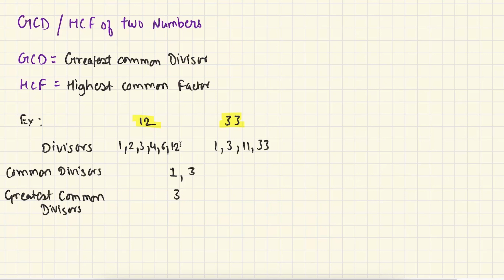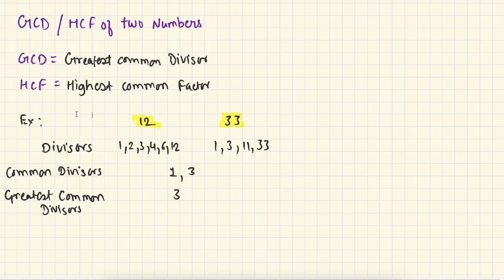So let's get started. The problem is, you are given two numbers and you have to find the GCD or HCF of the two numbers. GCD stands for greatest common divisor and HCF stands for highest common factor. The meaning of both the terms is the same.